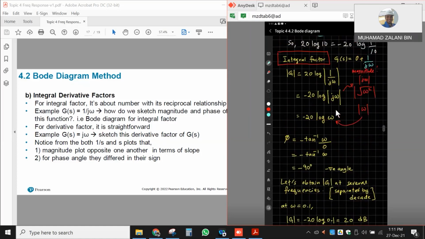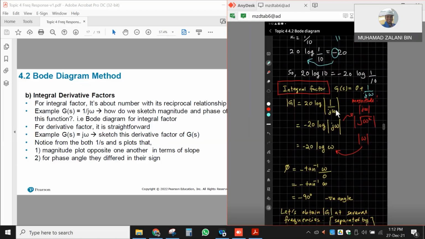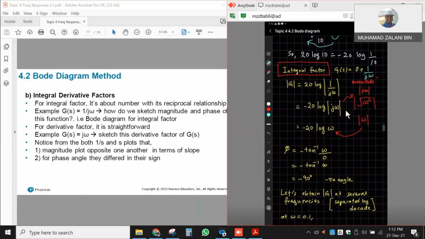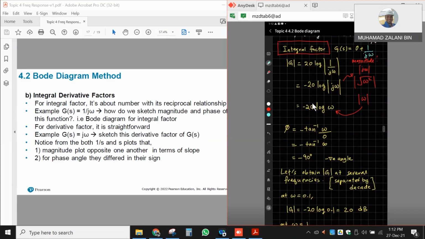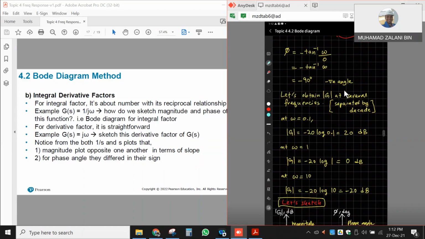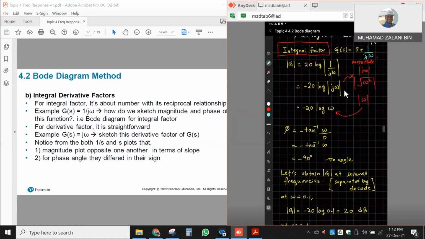So we have one single frequency here, which is omega. When we do the integral factor of this particular function g of s, we can basically use the reciprocal relationship of the constant. Then we have negative 20 log omega for the magnitude, and for the phi or angle, we have negative 90-degree angle at frequency omega. Let's say if I want to plot the integral factor function here.